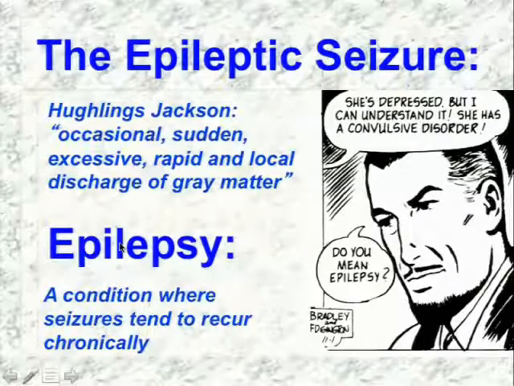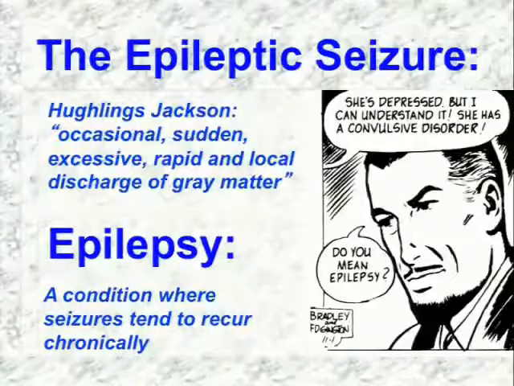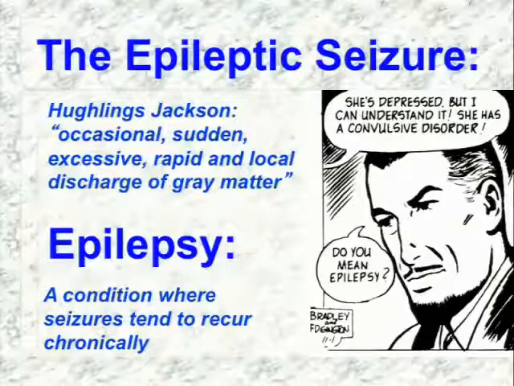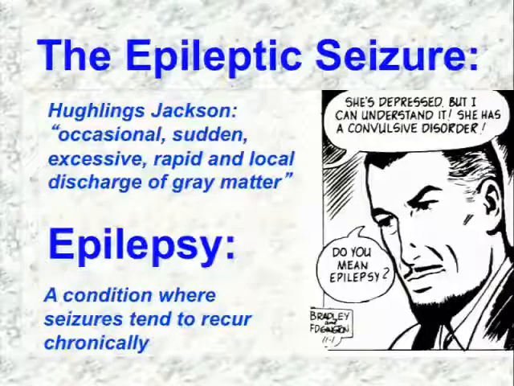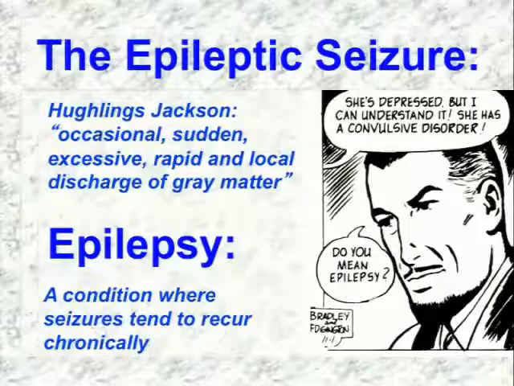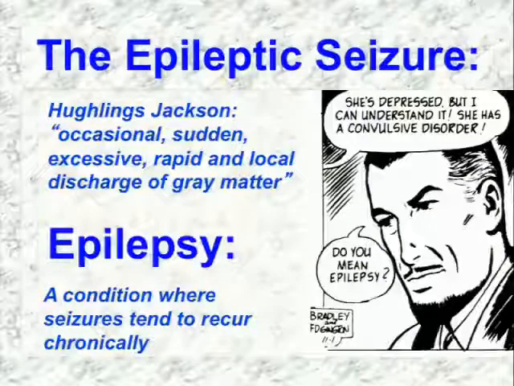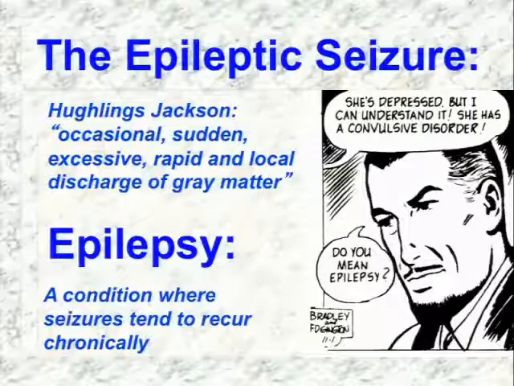Epilepsy, on the other hand, is something that's very straightforward, but people get confused about. Epilepsy just means you have seizures. If you have chronic recurrent spontaneous seizures, you have epilepsy. A seizure disorder is just another name for epilepsy.